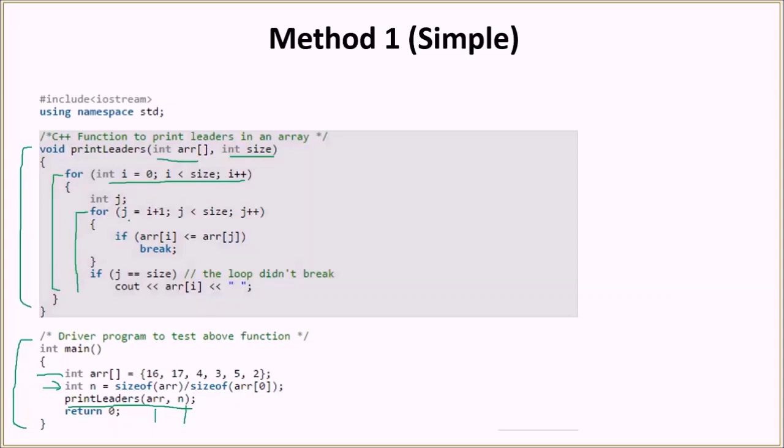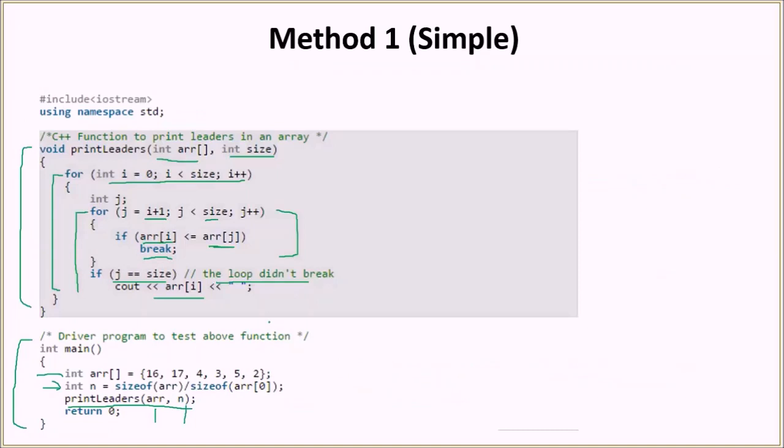that actually runs from i plus 1 to size minus 1. And if it sees that there is any element which is greater than the current element, then it breaks, otherwise it doesn't break. After this for loop, we are checking the value of j. If it's equal to size, that means that the loop didn't break. Then we print that element, saying that it's a leader of the array.